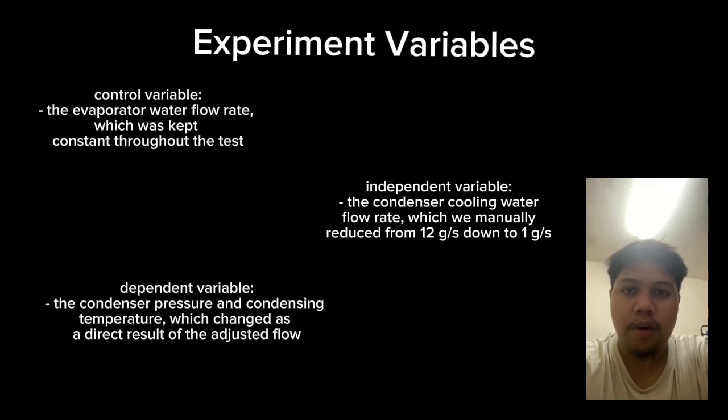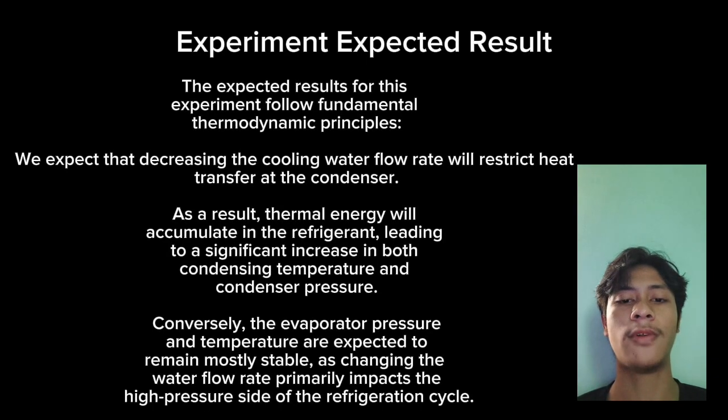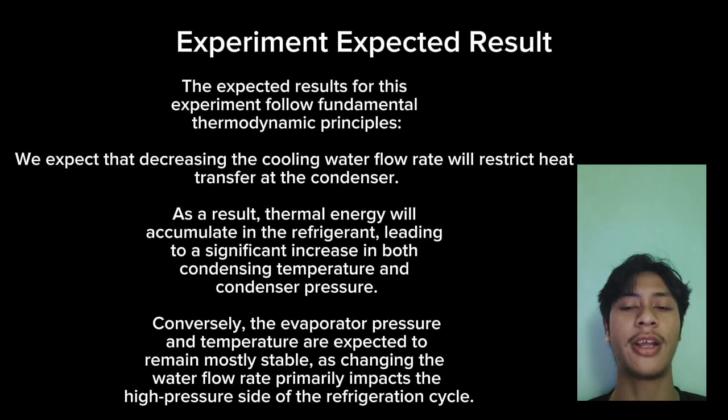the adjusted flow rate. For the experiment expected result, the expected result for this experiment follows fundamental thermodynamic principles. We expect that decreasing the cooling water flow rate will restrict heat transfer at the condenser. As a result, thermal energy will accumulate in the refrigerant, leading to a significant increase in both condensing temperature and condenser pressure. Conversely, the evaporator pressure and temperature are expected to remain mostly stable, as changing the water flow rate primarily impacts the high pressure side of the refrigeration cycle.